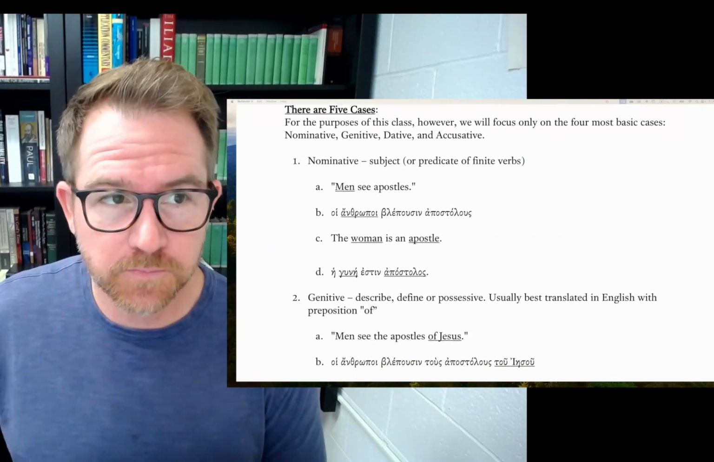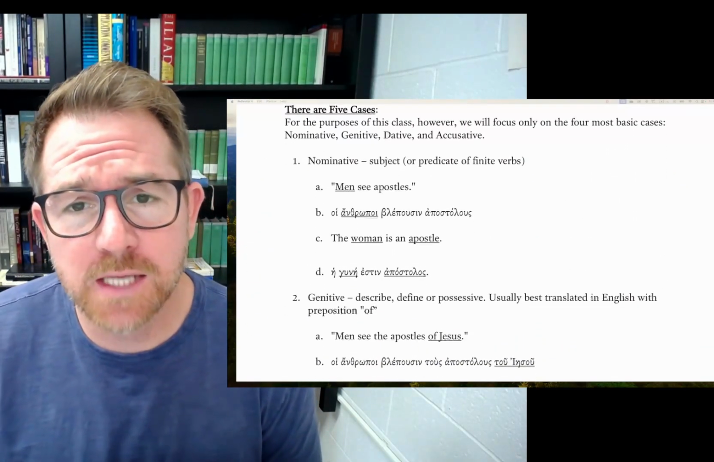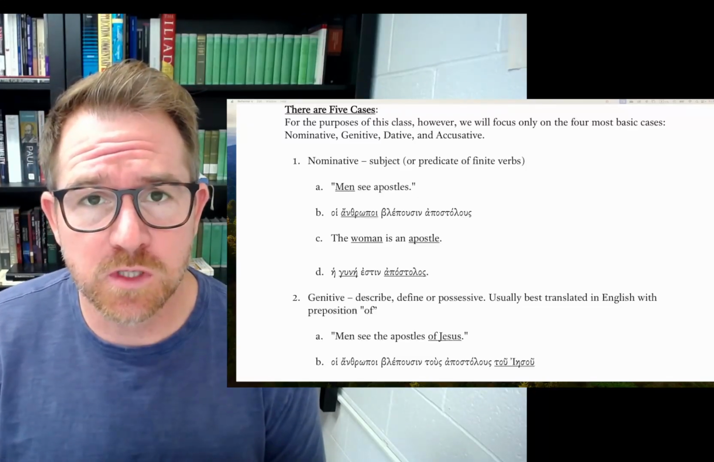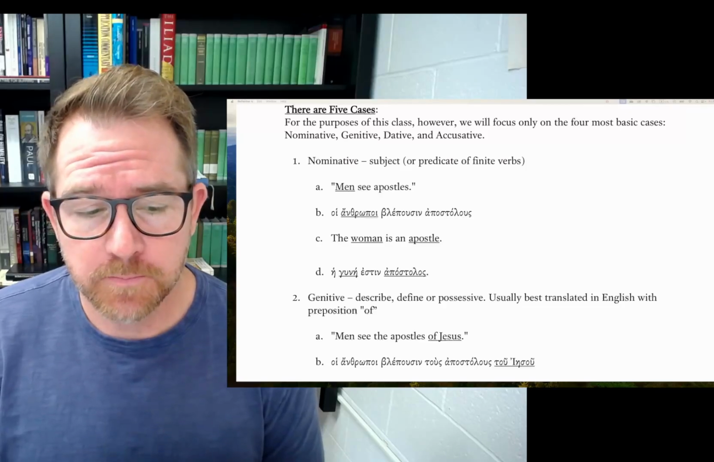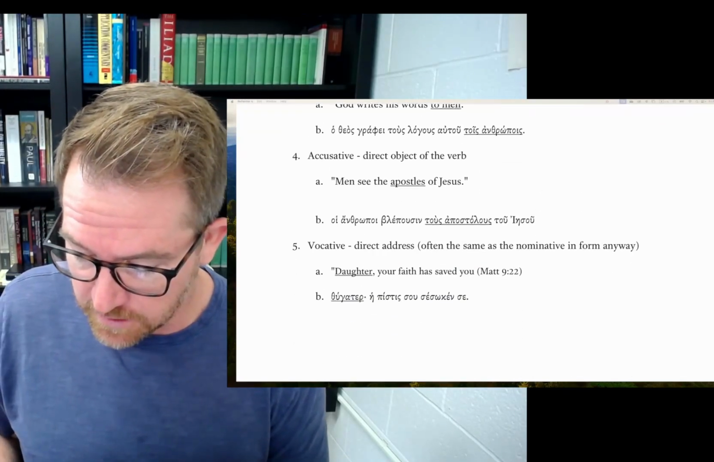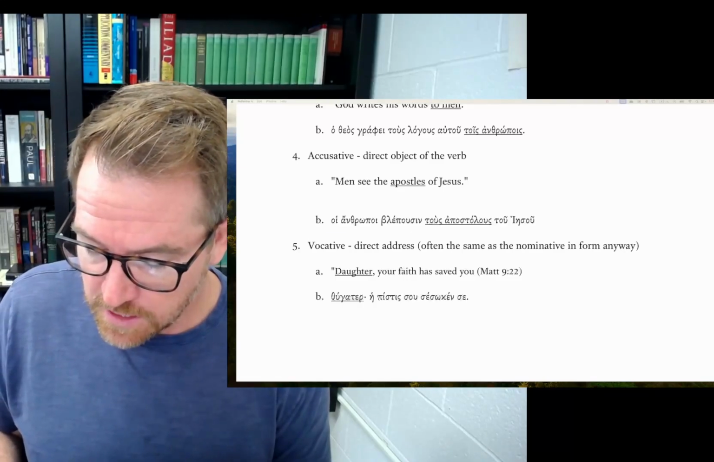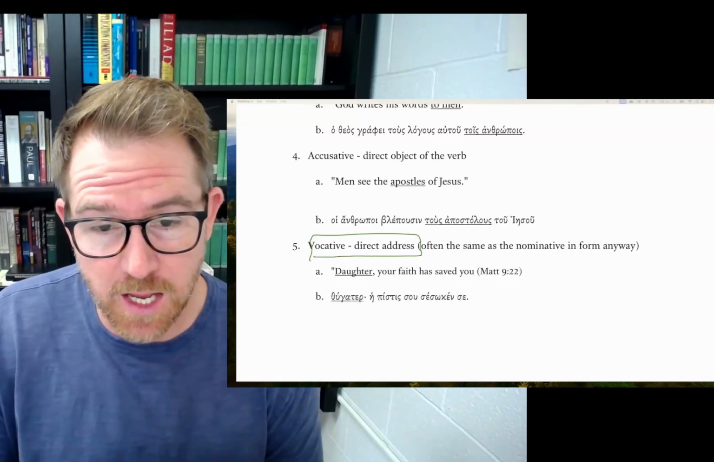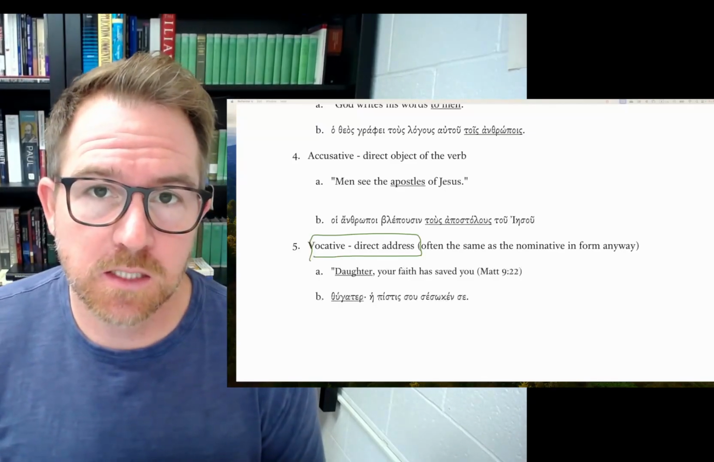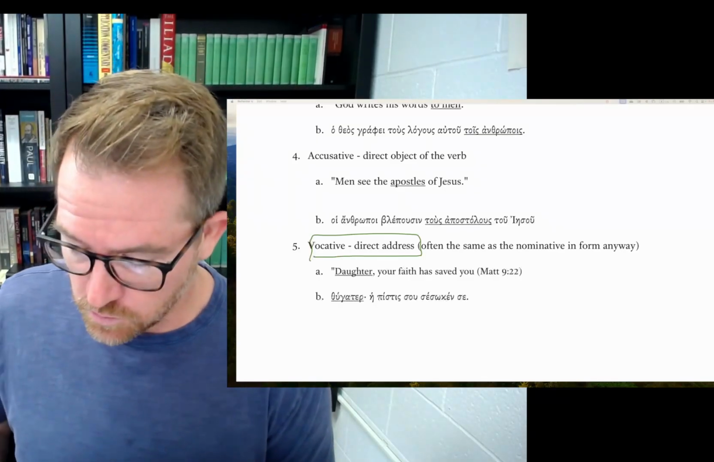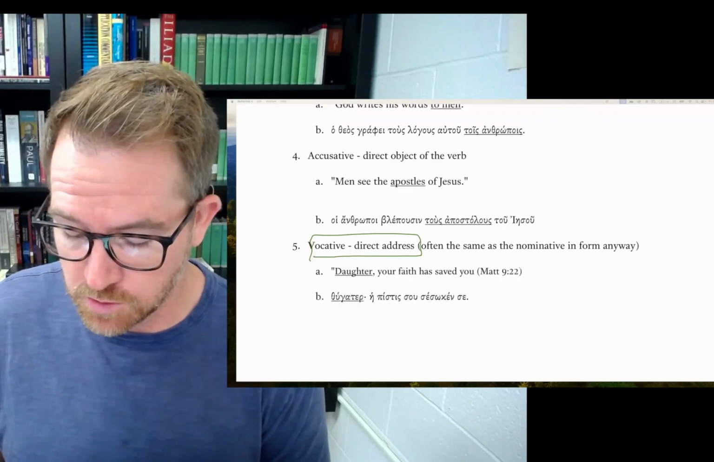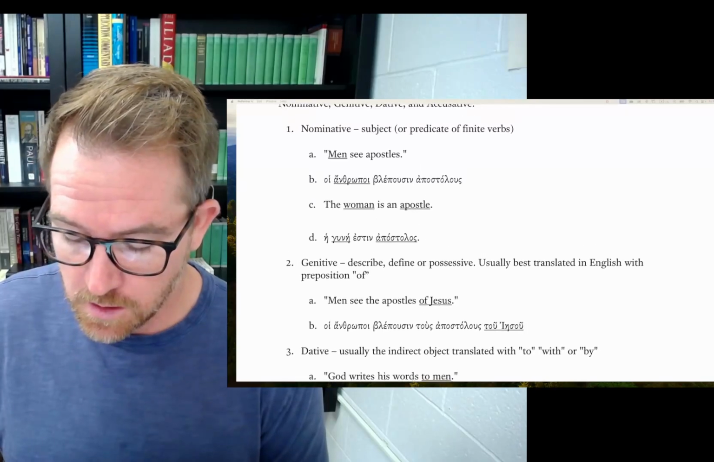There are 5 cases in Greek. For the purposes of this class, we're only going to focus on the 4 most basic cases: nominative, genitive, dative, and accusative. You also have the 5th case that we don't talk much about, the vocative, which is the direct address. The reason we don't talk about it is it's often the same as the nominative form anyway, and you can recognize it mostly based on context. So for now, we're just going to recognize the vocative. We'll talk about it briefly, but I'm not going to have you focus on it. I really want you to pay attention to these more important cases to start.